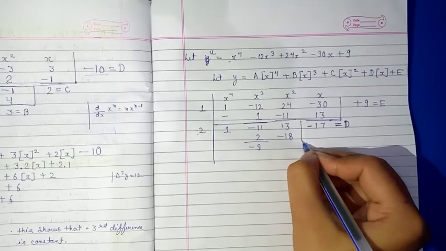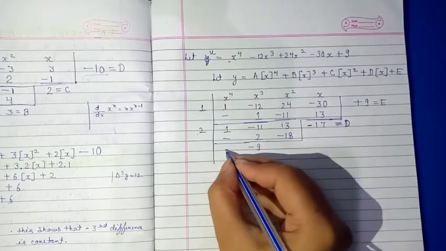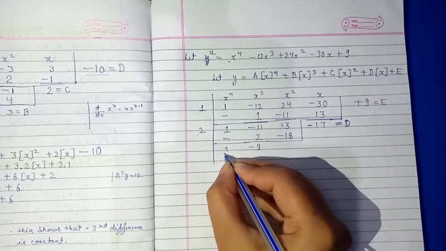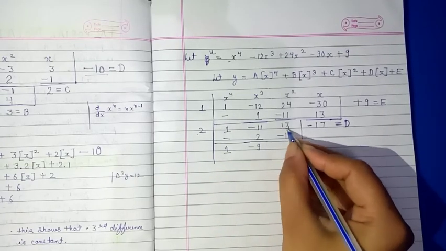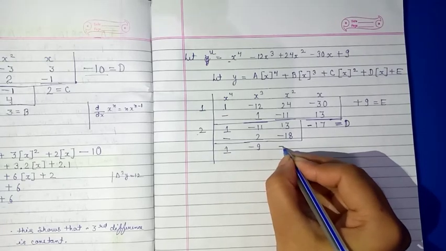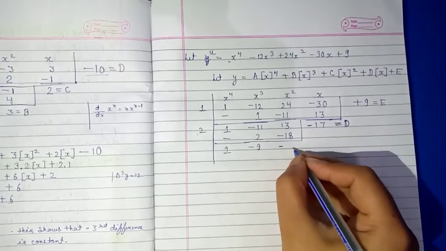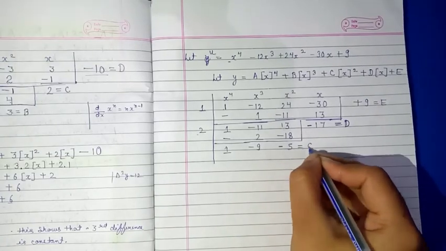So if you do the calculation here again, then it will become dash. Here it is 1, it's nothing, it means 1. Here minus 18, if you do that, then with 13 it will become minus 5. So minus 5 is known as C.